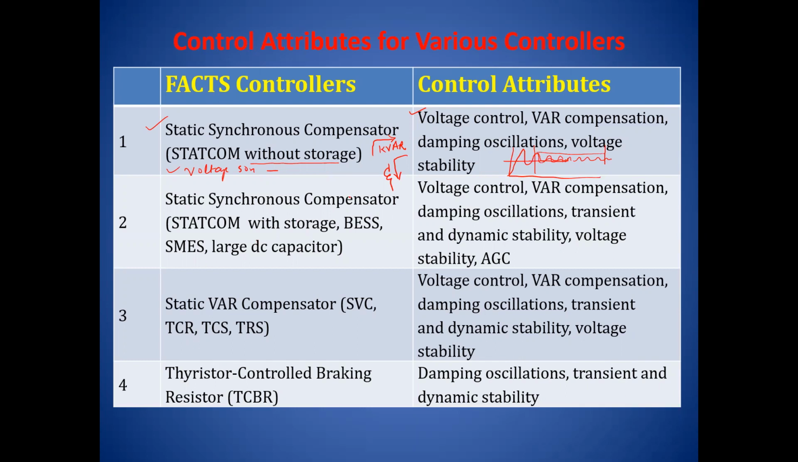Second is the static compensator with energy storage system. This energy storage system may be a capacitor which we have used, or it may be a superconductor type energy storage system. It is used for voltage control, same as before, VAR compensation, damping oscillation, transient and dynamic stability. So this is one additional point that comes into the attributes.